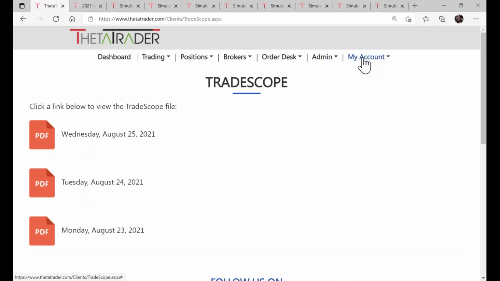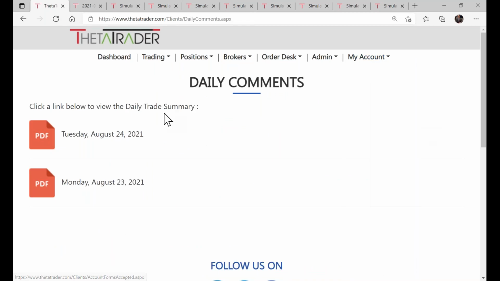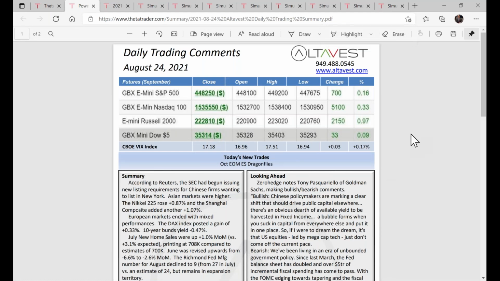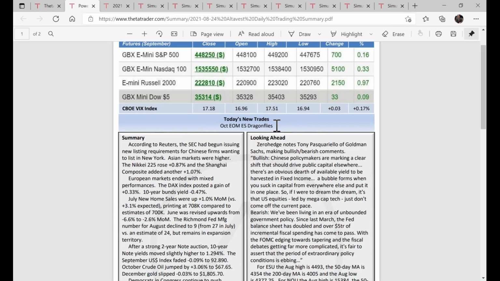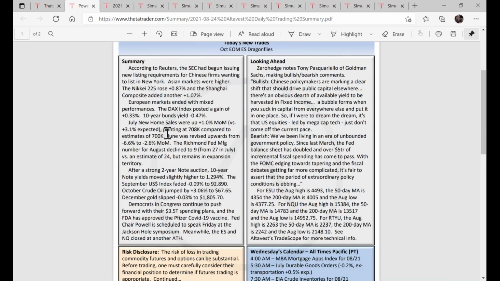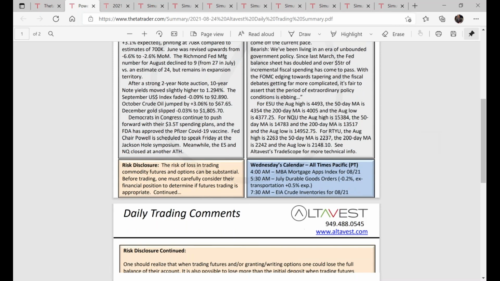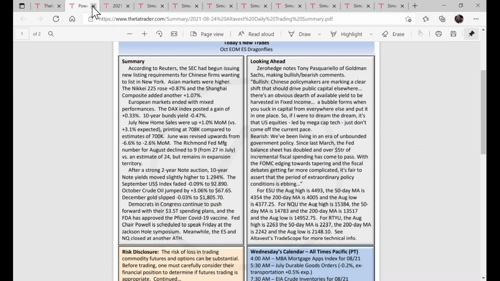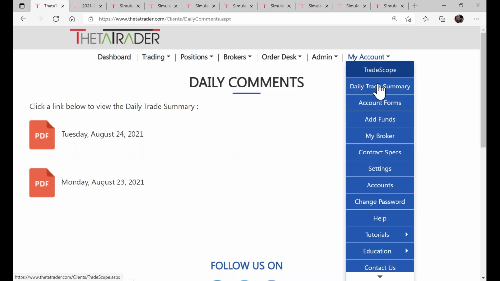And you'll also notice we have something called the daily trade summary. And this gives a rundown of any trades that were filled. Yesterday we had October in the month Dragonflies filled. And we're looking here at the summary in Asia and Europe and the US, and then looking ahead as to what may be happening, the economic calendar and so forth. So there's a lot of good information there as well. And we also have here a great help file.